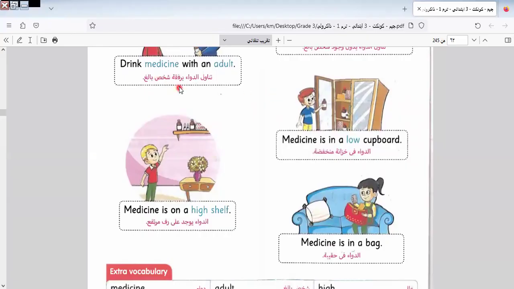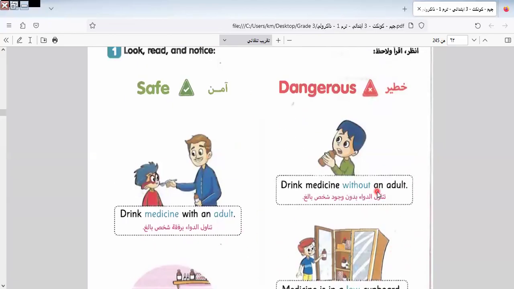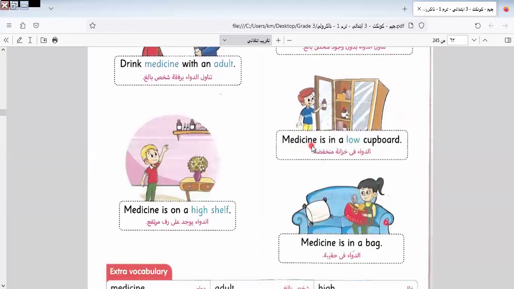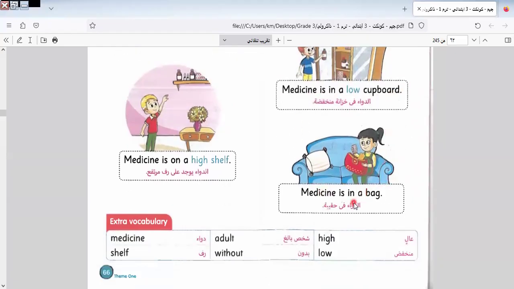Drink medicine with an adult is safe. Medicine in a high shelf is safe. Here we have drink medicine without an adult is wrong, dangerous. Medicine in a low cupboard is wrong, it's dangerous. Medicine in a bag is dangerous.